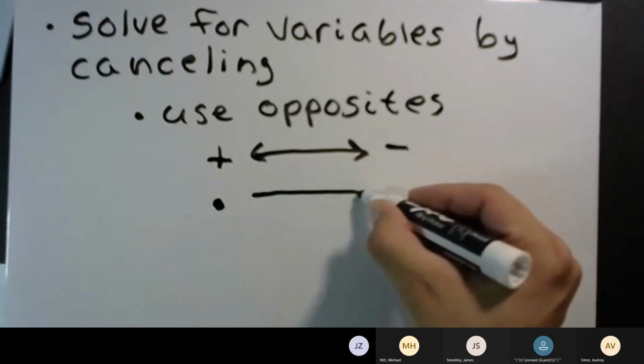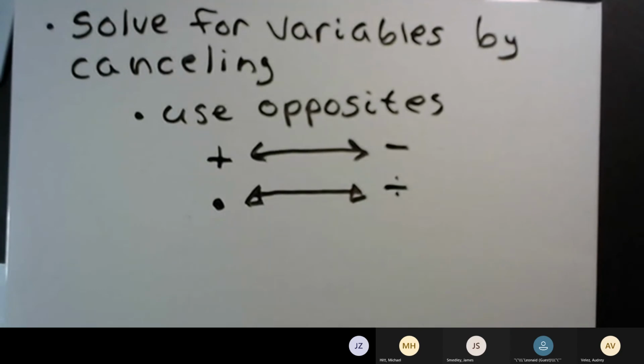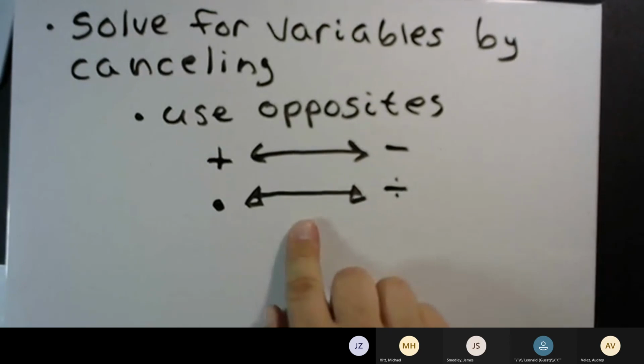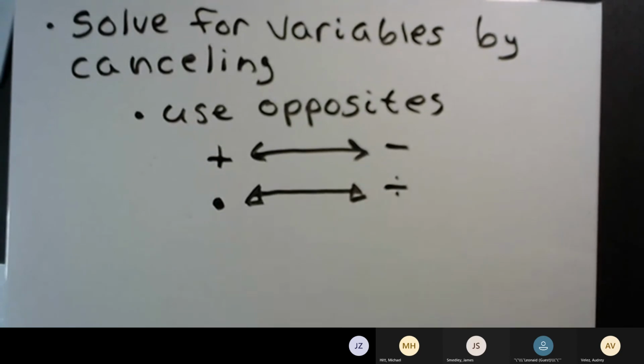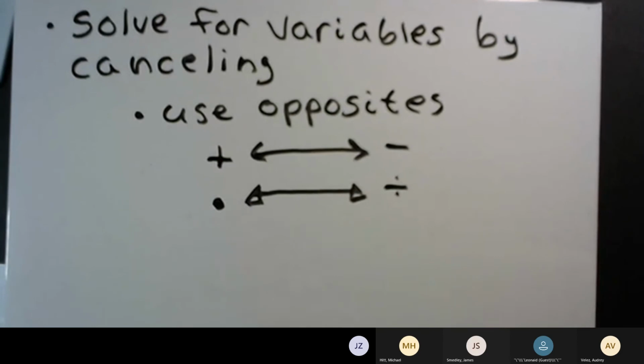And then multiplication and division are also opposites. So if you have $5 and I triple that, that's 3 times 5. You go from $5 to 15. So if I multiply 5 by 3, I get 15. But if I take 15 and divide by 3, well, that brings me back to 5. So multiplication and division are going to be opposites of each other. So we're going to use this to solve for variables.